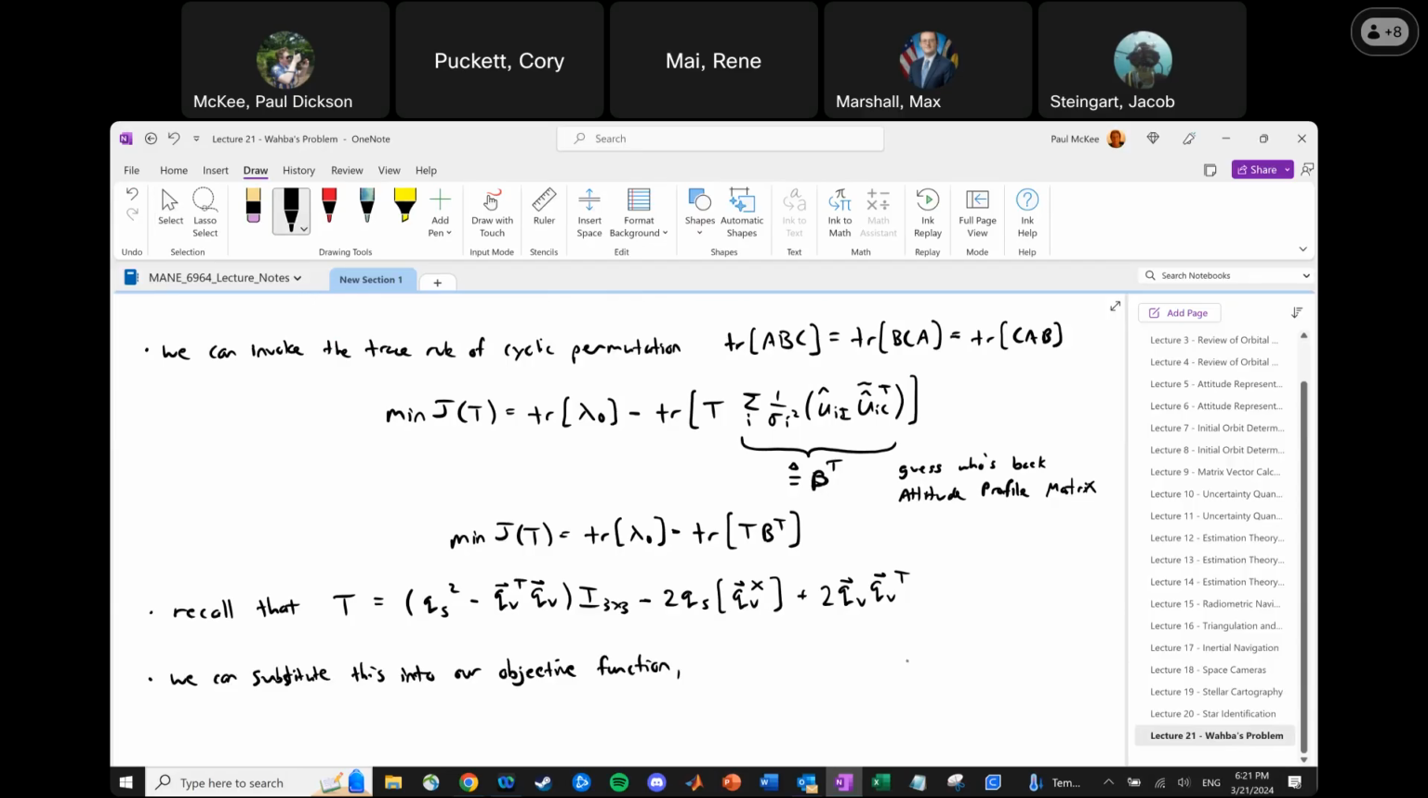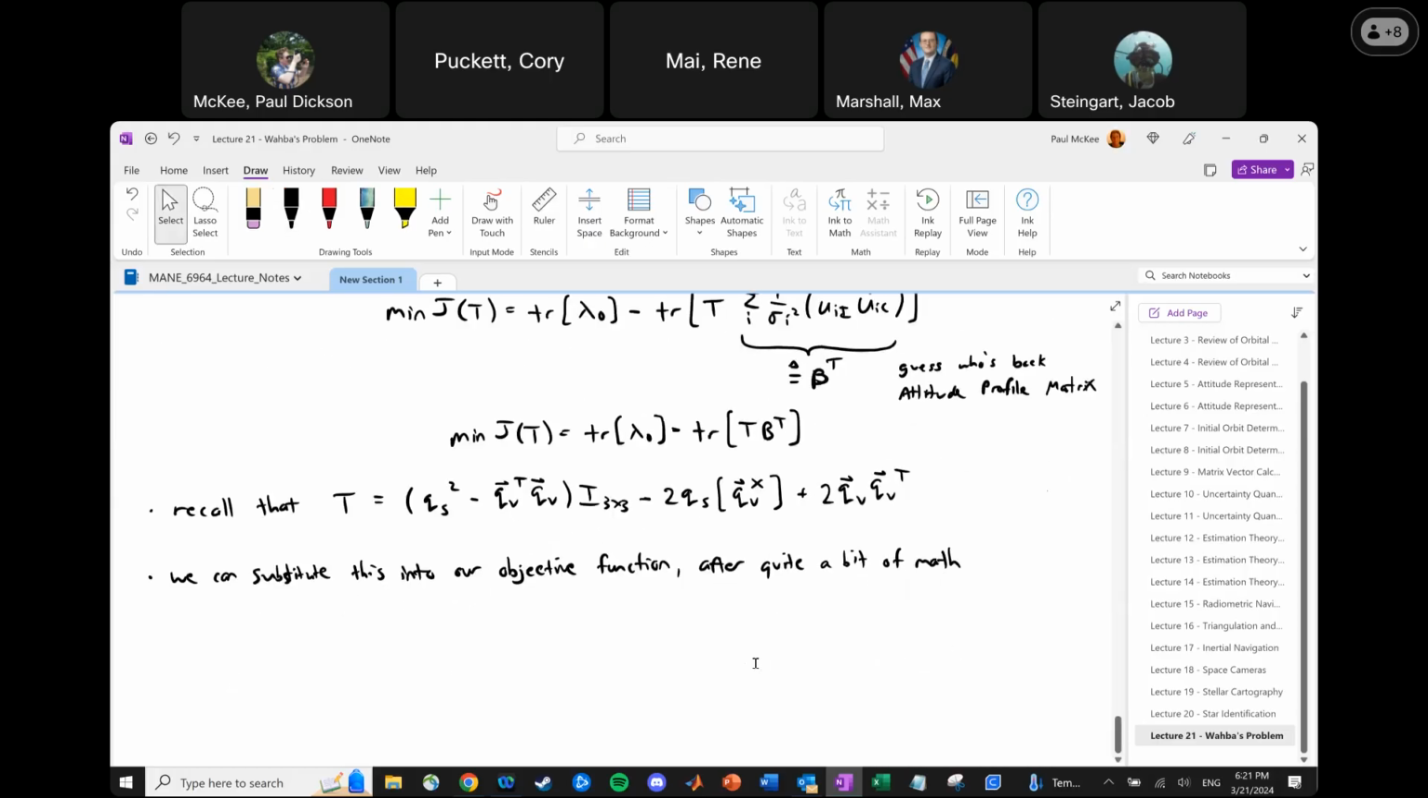And after quite a bit of math, and it really is quite a bit of math if I'm skipping over it, right? Because we go into some gory details in this class. We're going to skip a ton of stuff. And what we end up with is this. And this is just algebra from this point forward. Min J of our quaternion is lambda naught minus quaternion transpose K quaternion.